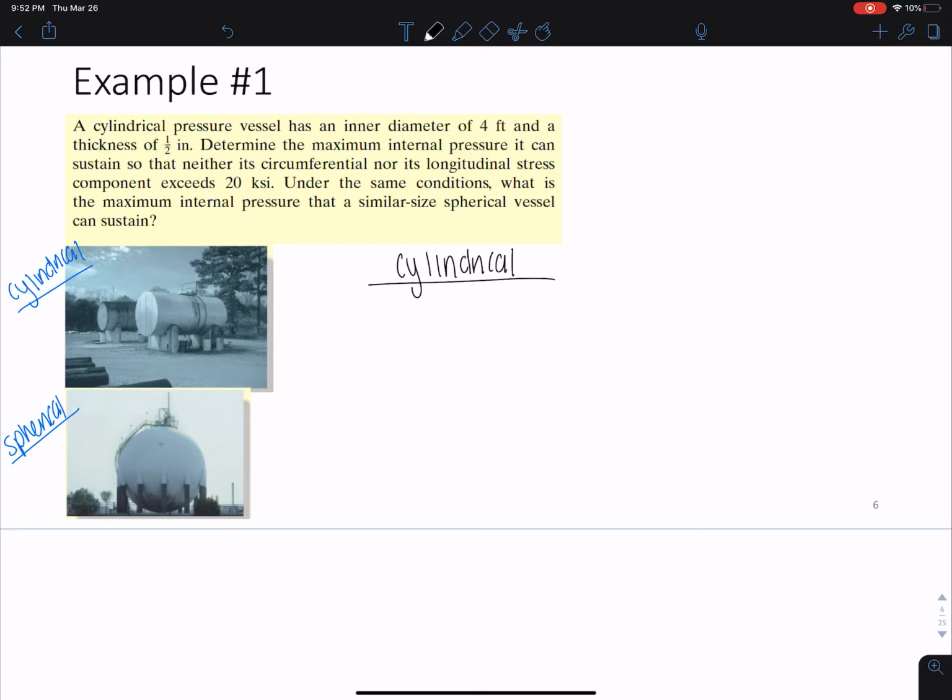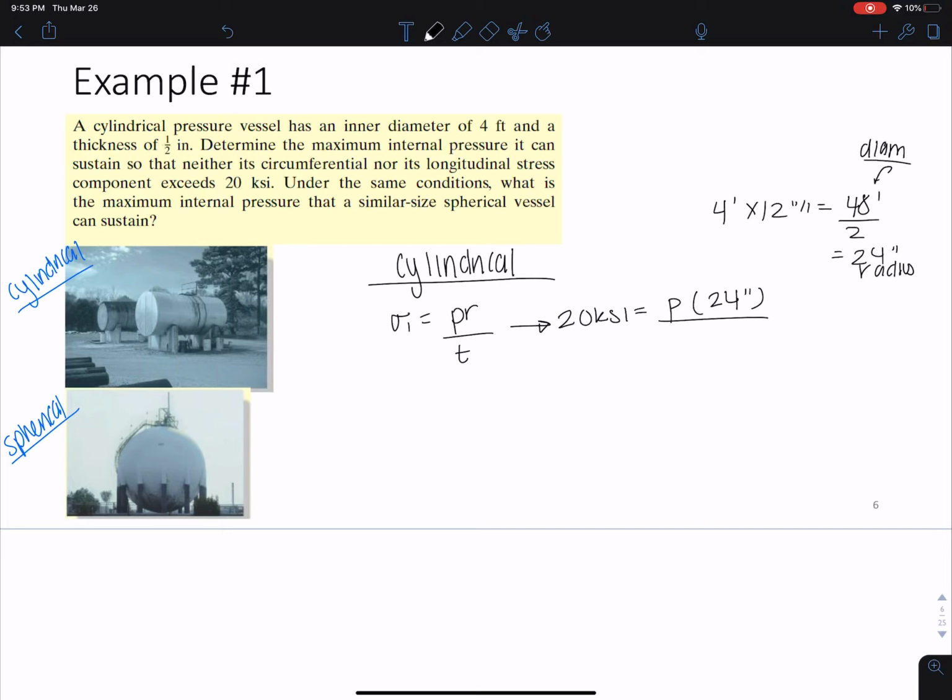So the max stress is going to be in our circumferential direction. You can plug in both of these, but you can already see, given what they're telling us, this is going to give us that max value of stress. So let's plug in our 20 KSI. We're solving for this max internal pressure, P, times our R value, which is 24 inches. The way I got this: the diameter is 4 feet times 12 inches per foot, that's 48 inches, divided by 2 is equal to 24 inches for the radius, because this was the diameter. So that's where I got the 24 from. And then the thickness is just 1/2 inch. So here I can solve for P and I get 417 PSI. And really that's all the problem was asking for, just that P value.